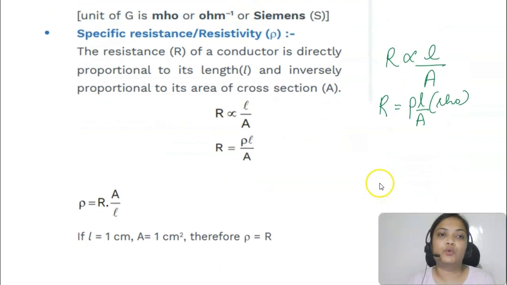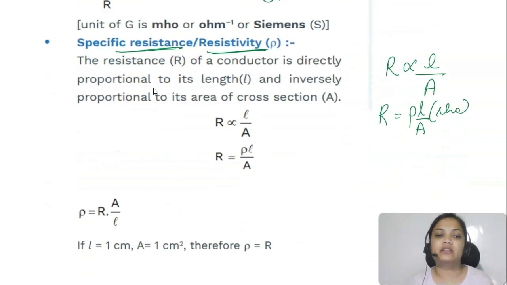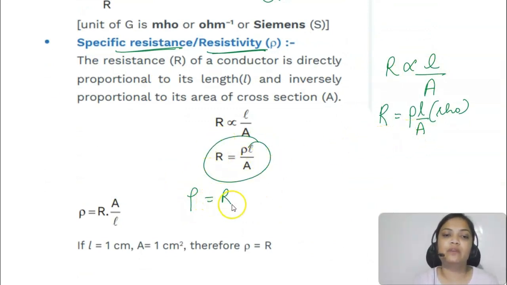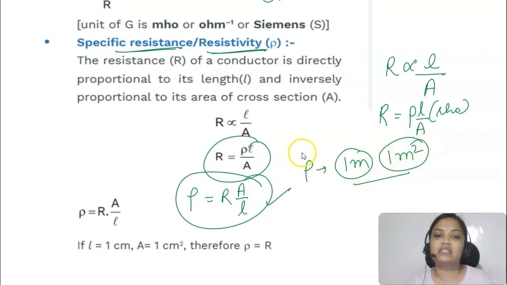Now what is this rho? This rho is the specific resistance or resistivity of the conductor. So we will be talking about the specific resistance, or resistivity, instead of the electrical resistance. If I want to calculate the value of rho, it will be rho = R A upon L. So the resistivity of a conductor is the resistance shown by it when the length of the conductor is 1 meter and the area of cross section is 1 meter square. That resistance will be the specific resistivity of your substance.